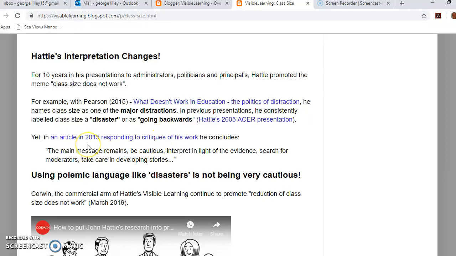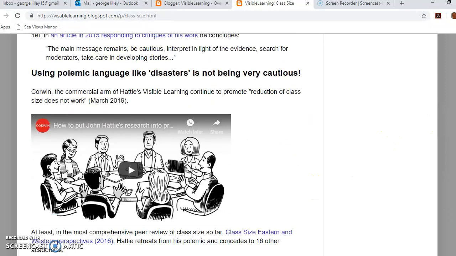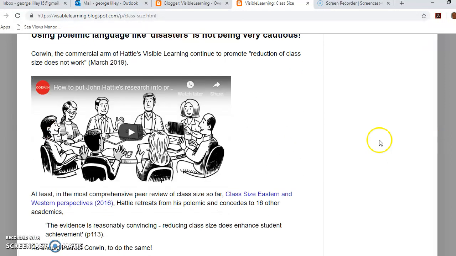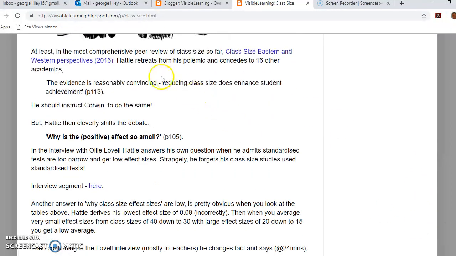Yet in 2015, in a paper responding to his many critiques, he takes a bit of a backward step and he says, "the main message remains, be cautious, interpreting the light of evidence, search for moderators, take care in developing stories." It seems as though he hasn't taken his own advice, because using polemic language like the disasters is not being very cautious. In addition, as I've already shown, his commercial partner, Corwin, publishing in their advertising video that class size does not work, is also not being very cautious. And I've already shown that Hattie retreats when he's confronted by 16 other academics, and he does concede the evidence is reasonably convincing reducing class size does enhance student achievement.